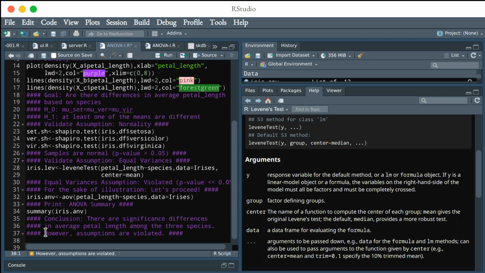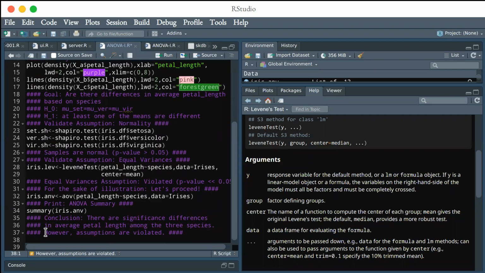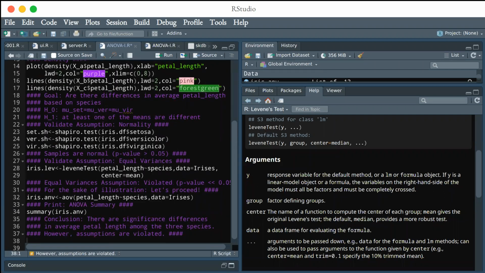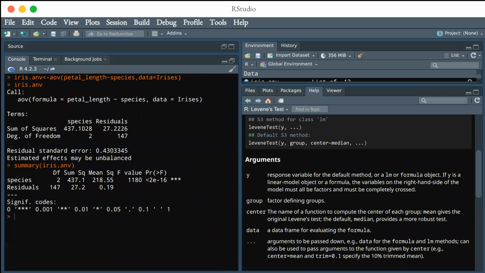Okay, come again. Right there? Oh, this one? So it is extremely small. The p-value is extremely small. We reject the null. And since we reject the null, the average petal lengths are different. We can conclude there is evidence to support that there are significant differences in the average petal length at a level of 0.05.